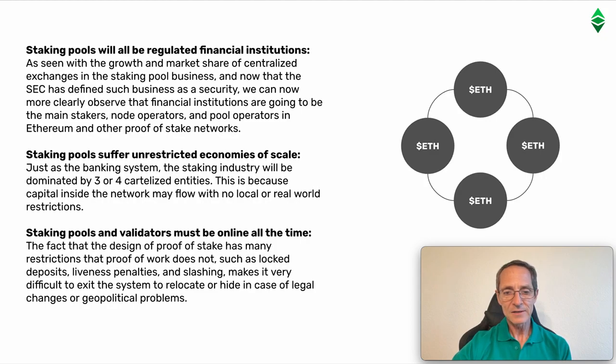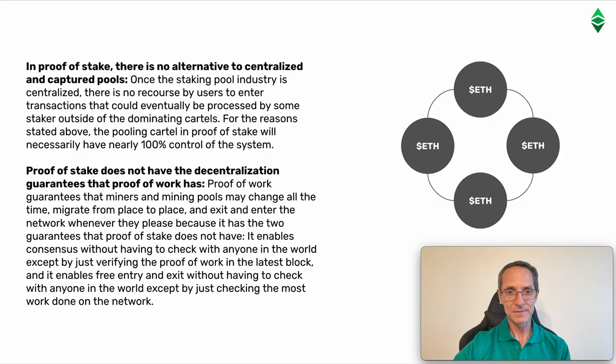Staking pools and validators must be online all the time. The fact that the design of proof of stake has many restrictions that proof of work does not, such as lock deposit, liveness, penalties, and slashing, makes it very difficult to exit the system to relocate or hide in case of legal changes or geopolitical problems.